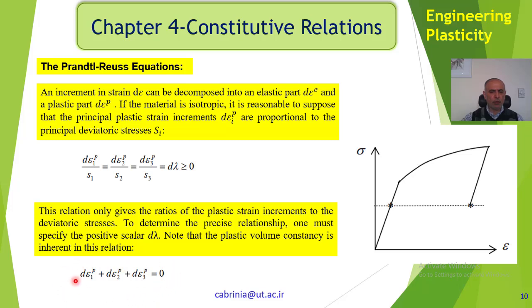Now, what is this volume constancy? It is inherent in these relations because in these relations we have assumed that the hydrostatic pressure does not have any effect on yielding. It means that we have no volume change. Okay, so the material is incompressible. So that's the relationship we have: epsilon 1p plus epsilon 2p plus epsilon 3p is equal to 0. It means that if we add all the deformations in all directions together, it is equal to 0.